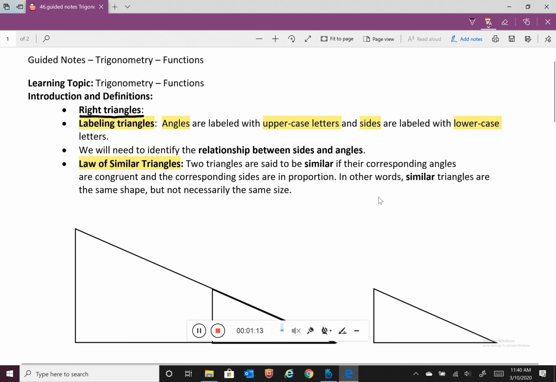So, definition of law of similar triangles. Two triangles are said to be similar, notice similar, not same, if their corresponding angles are congruent or equal, and the corresponding sides are in proportion. In other words, similar triangles are the same shape, but not necessarily the same size.